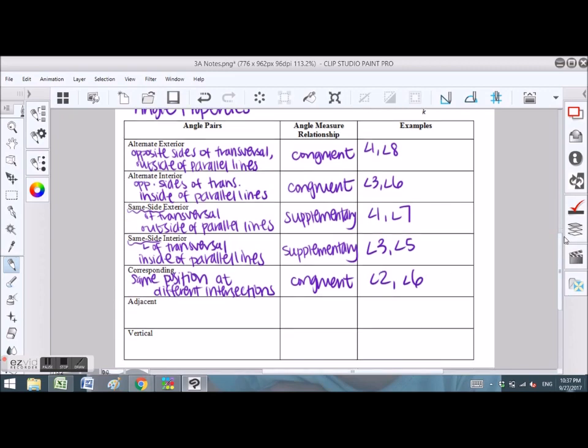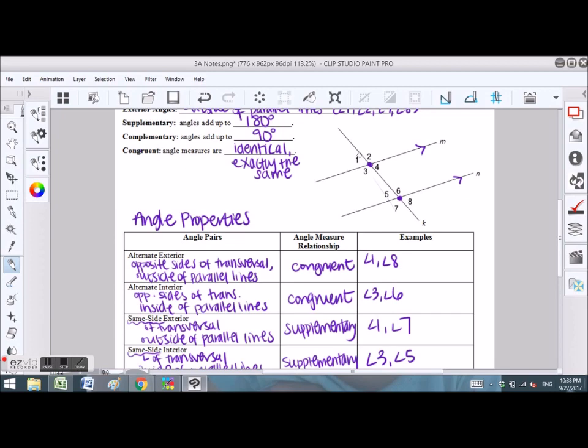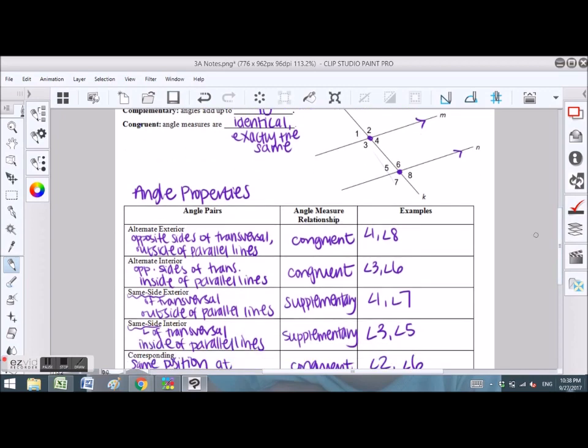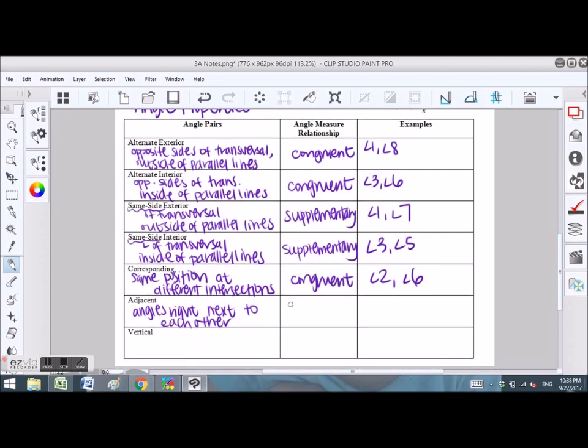Adjacent angles mean that they are right next to each other. In other words, they're neighbors. So if we're looking at angle 1, an adjacent angle could be angle 2, or it could be angle 3. So we know that adjacent angles are supplementary because they always form a straight line. 1 and 2 form a straight line right here, and 1 and 3 form a straight line right here. So they are supplementary.